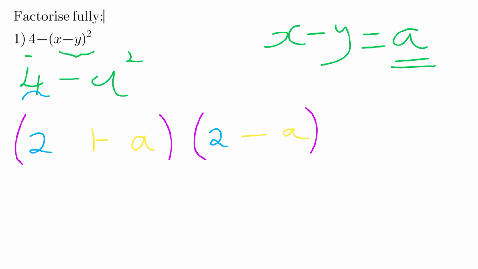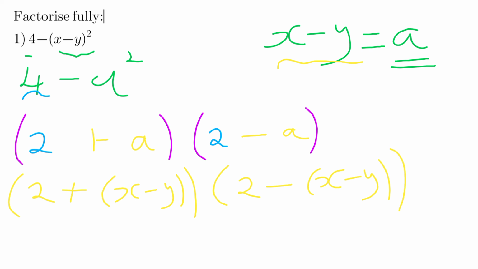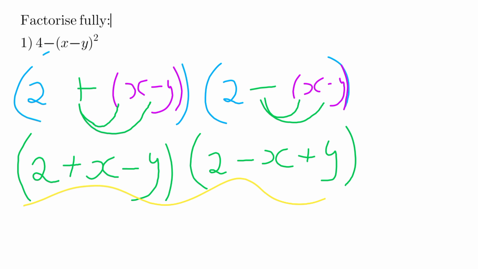From here, what we're going to do is substitute back this x minus y. So we have 2 plus, where we see a, we put x minus y. There we go. And then we close this whole bracket. We open another one. We have 2 minus, where we see a, we put x minus y. There we go. And then we close the whole thing. And then you're pretty much done. You see, you have factorized. What you have to do is just simplify this whole problem and take it back to this. Then you're done.